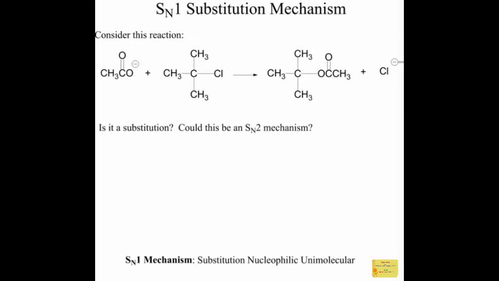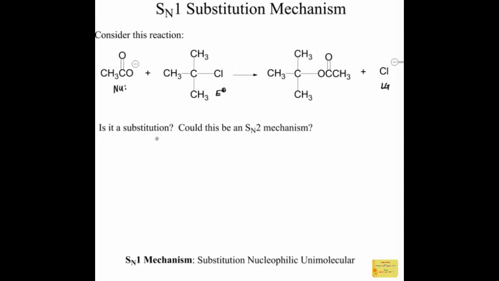So let's take a look at another mechanism. We saw the SN2 mechanism, a single-step substitution mechanism. Let's consider the following reaction. Here we have another nucleophile with an O-. We have a carbon bearing a leaving group, so this would be an electrophile. An alkyl halide could act as an electrophile. And we had a leaving group leave, and in the place of that leaving group we have that nucleophile.